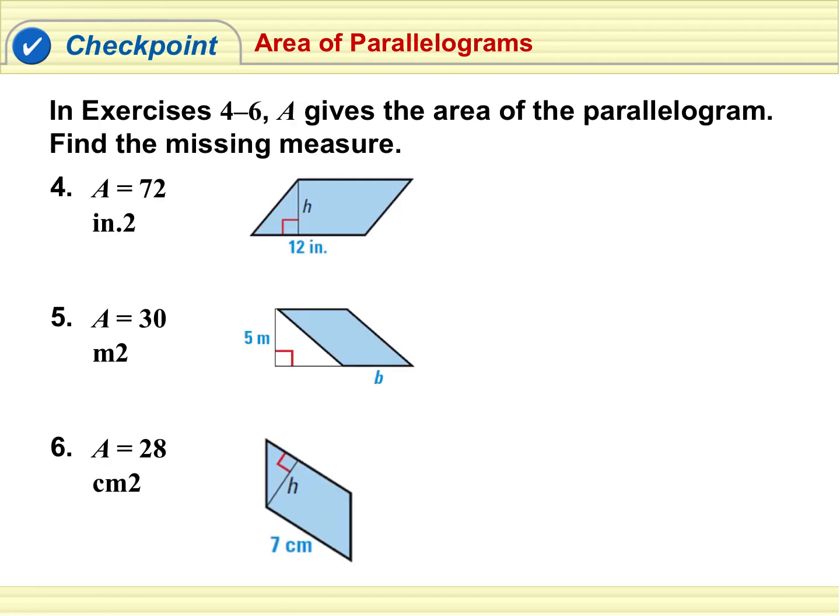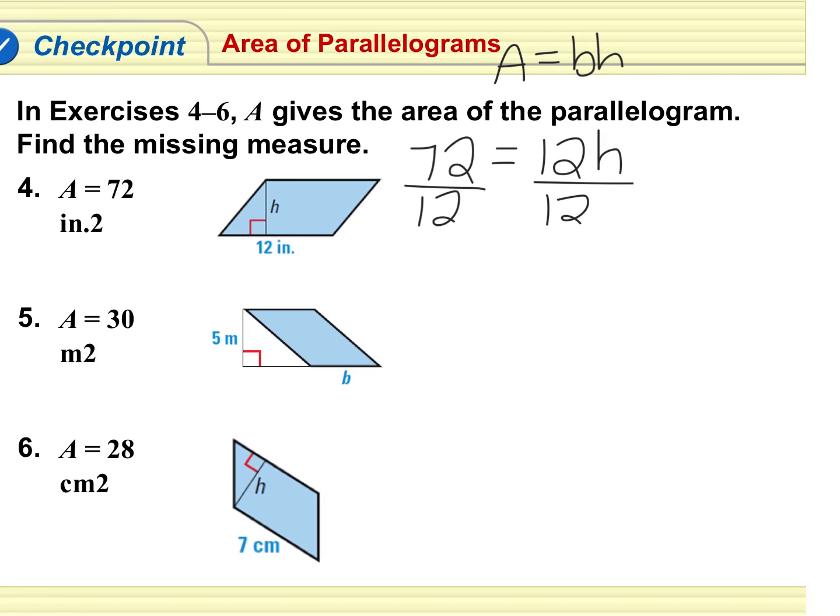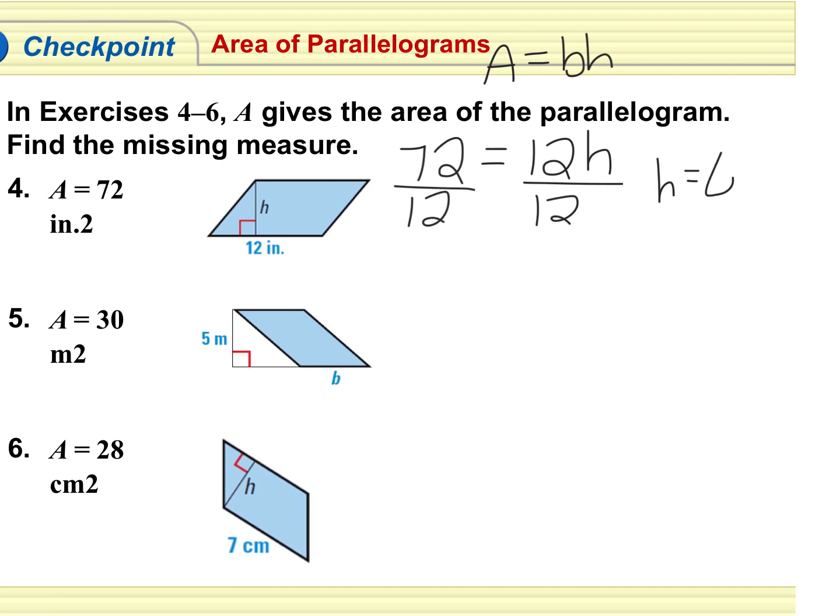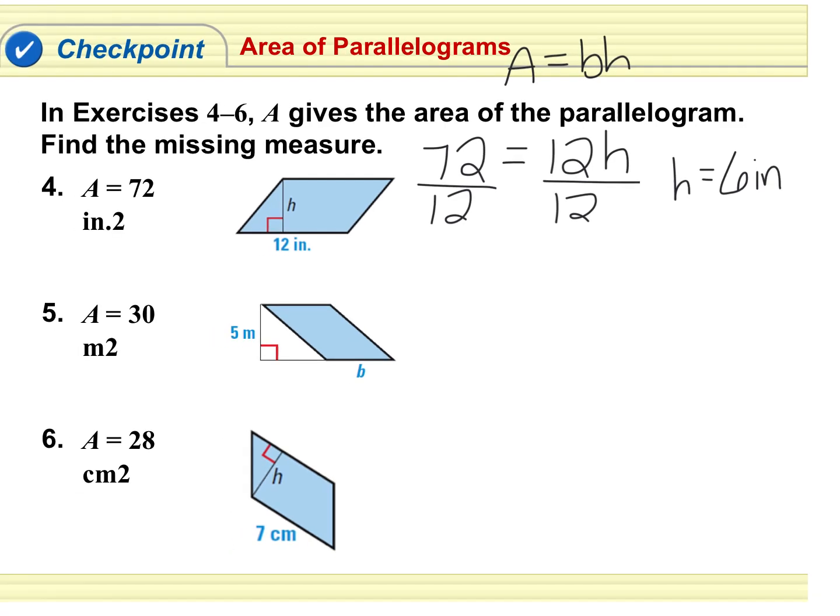Now you're looking for what you're missing. Okay, use that equation. Again, what is the formula for area of a parallelogram? Base times height. Okay, use that formula. Plug in what you know. What do we know? A is 72. What else do we know? The base is 12. Do we know the height? No. So now how do I solve for height? Divide by 12. 72 divided by 12? H equals 6 inches. Yep, just inches.